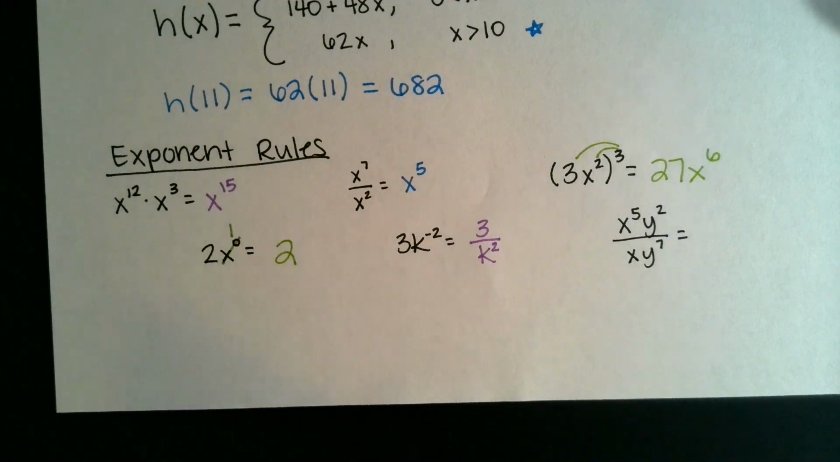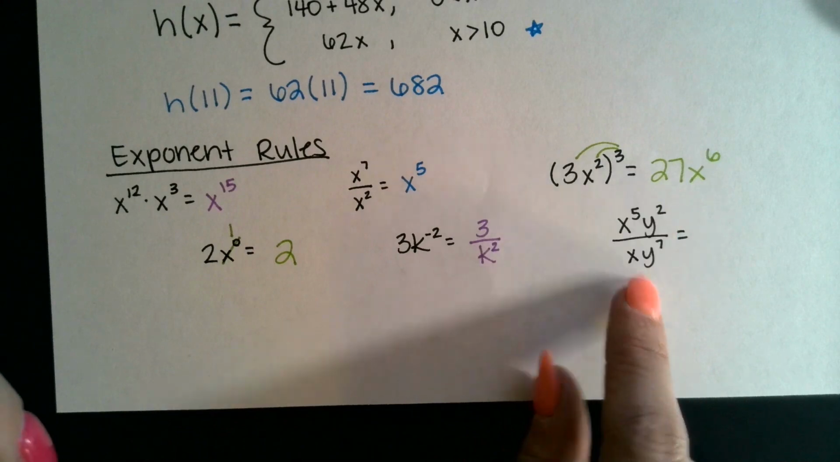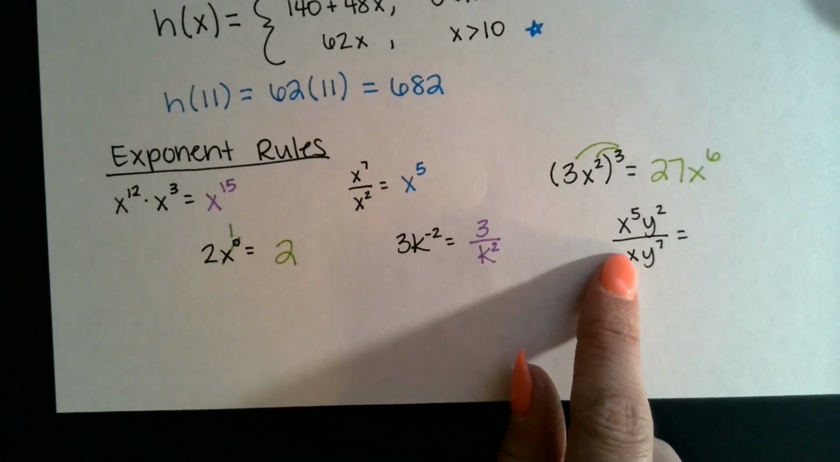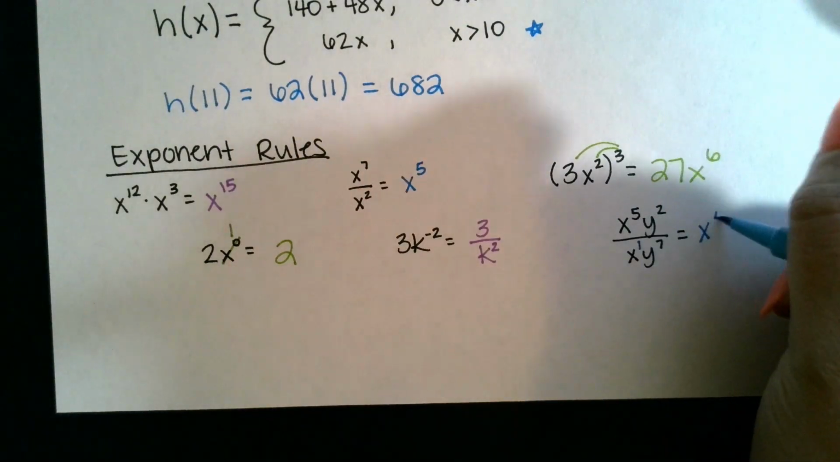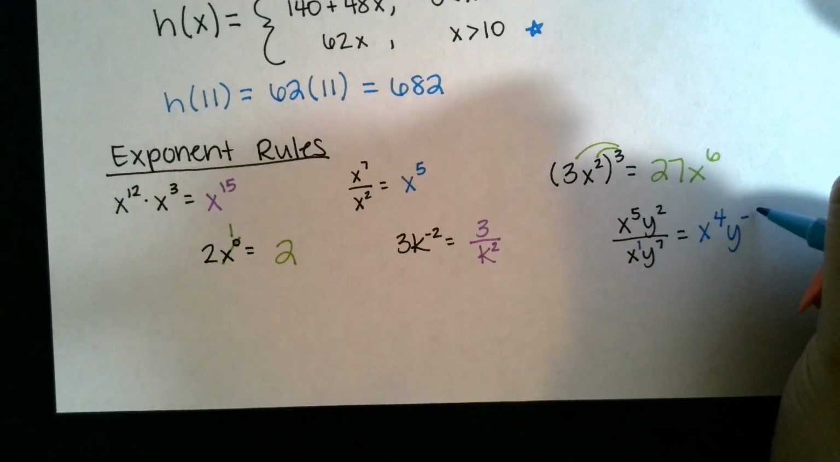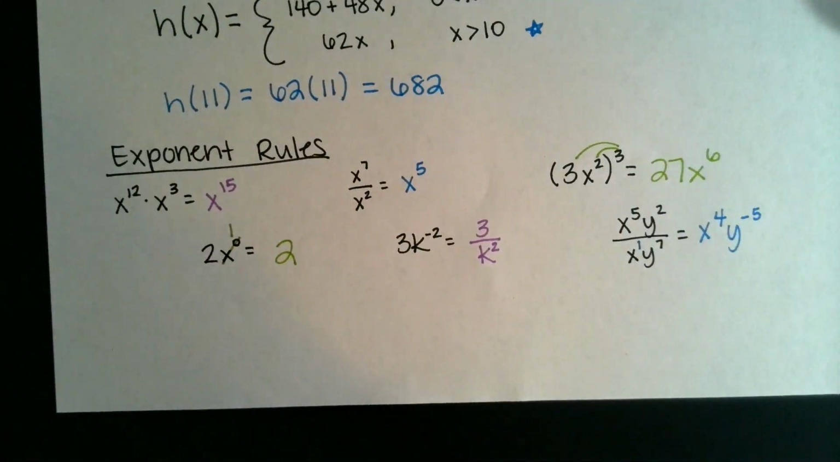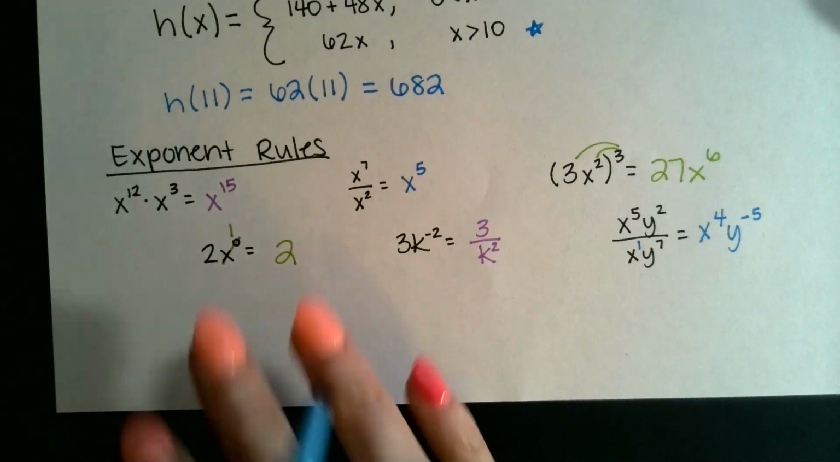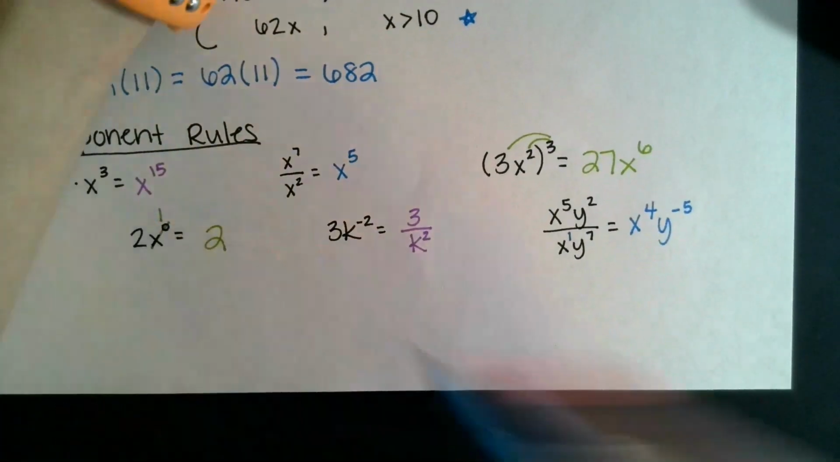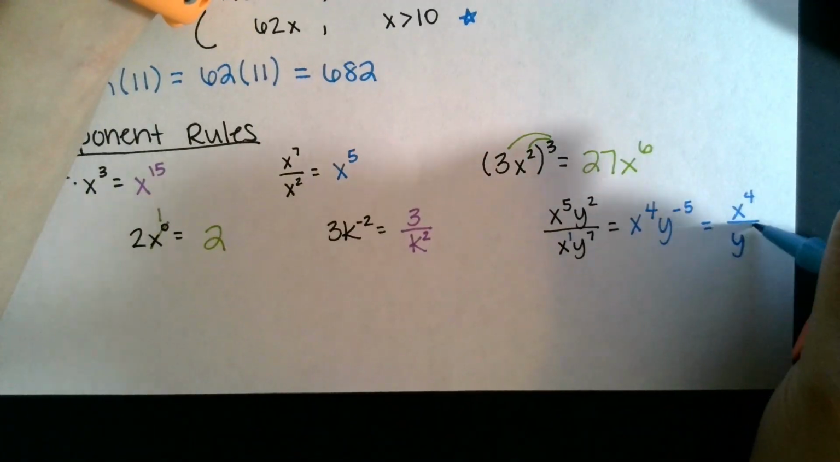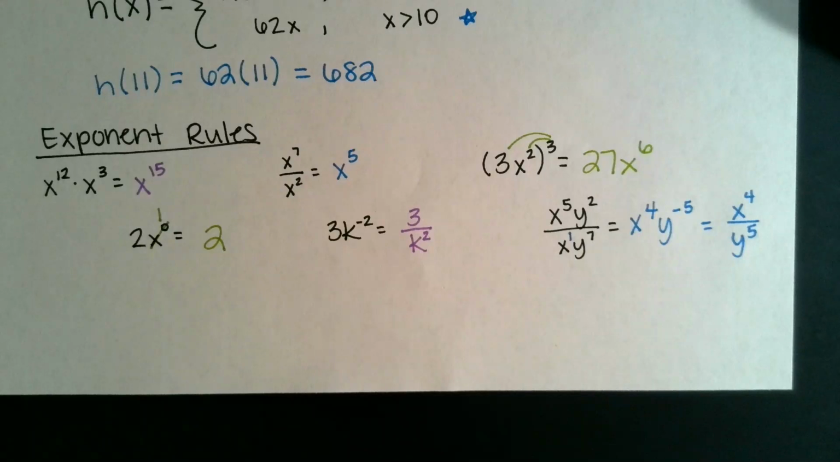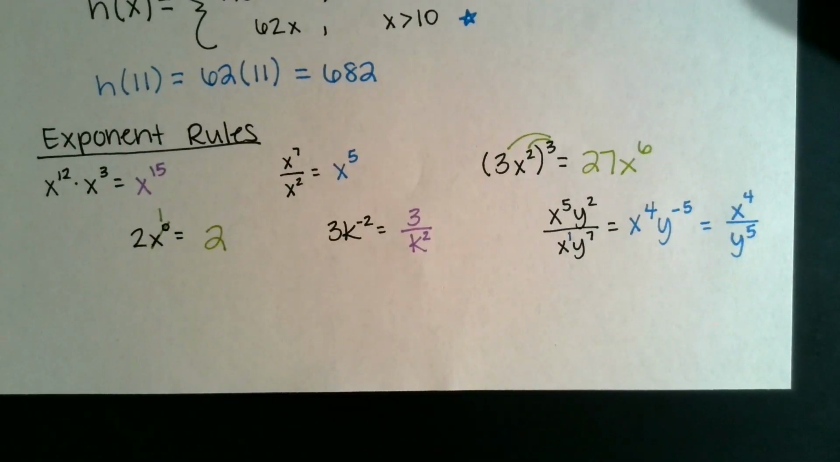All right, last one. It's truly like combining like terms. So x's go together, y's go together. If your x does not have an exponent, what's there? 1. Great. So this is x to the 4th and y to the negative 5th. But we have a negative exponent, so we have to rewrite it. But x doesn't have a negative exponent, so it stays and y drops. Okay.